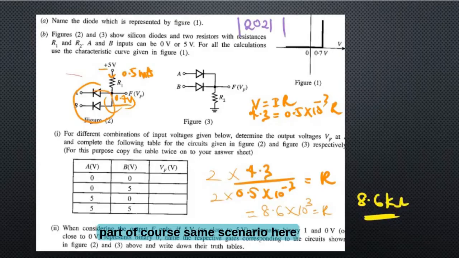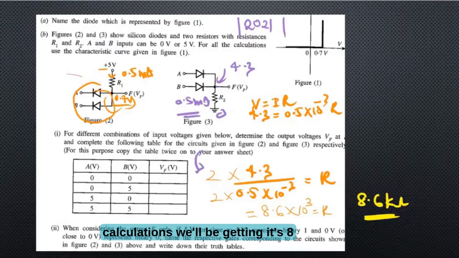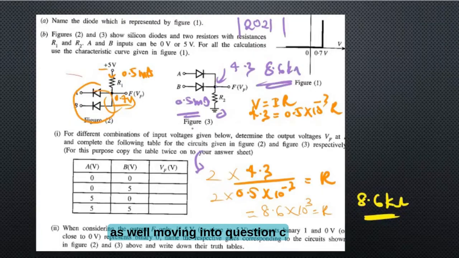For the second part, of course, same scenario. Here it's 0, and the maximum potential here will be 4.3. Again they are telling us it's 0.5 milliampere. Applying the very same calculations, we get 8.6 kilo ohms for R2 as well. Moving into question C.